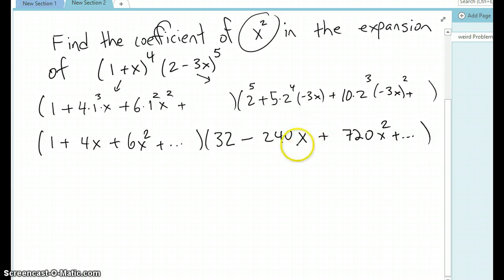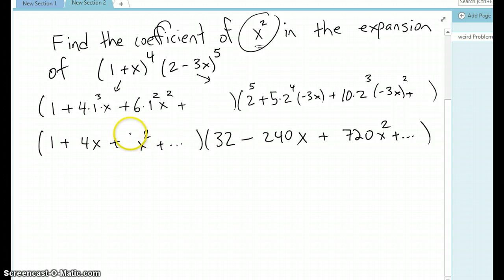Okay, so let's go back to the question. The question says find the coefficient of x squared. So I imagine multiplying these two polynomials out. And if I were to multiply the 1 and the 32, well, that wouldn't give me a term involving x squared. Similarly, if I were to take the 6x squared and the 720x squared and multiply them together, that would give me x to the fourth. So the key to this question is to figure out what pieces I do need.